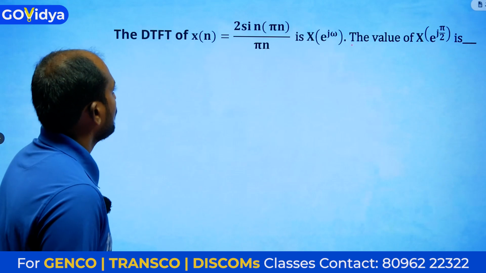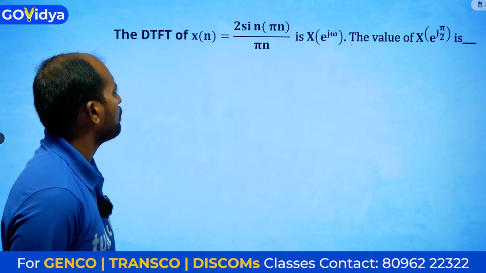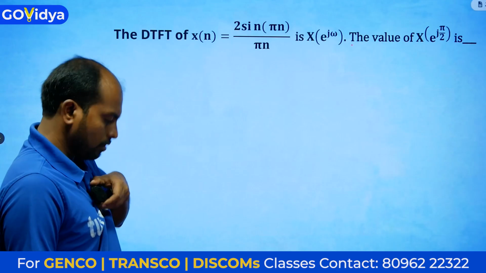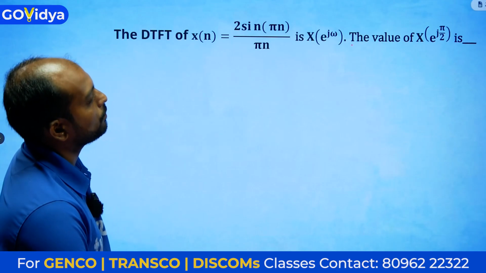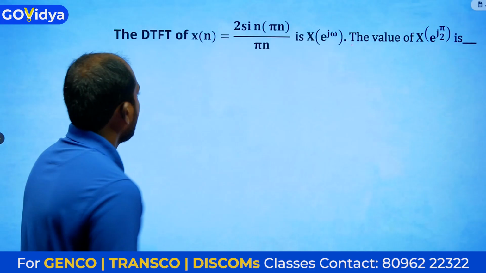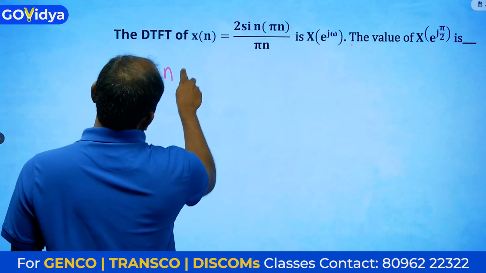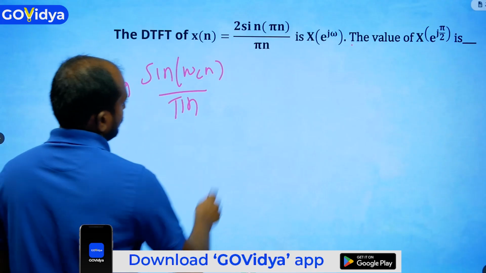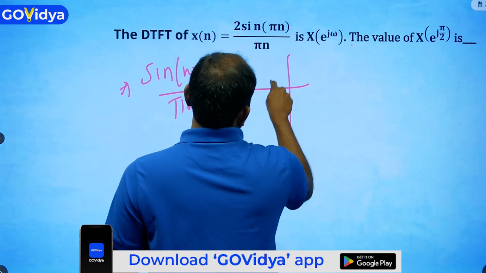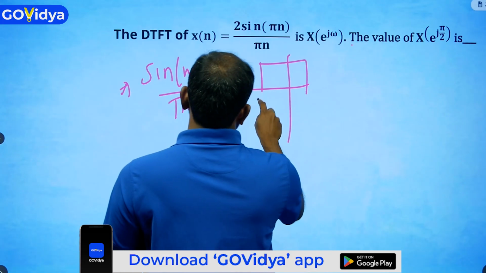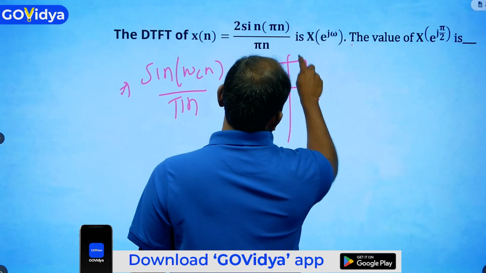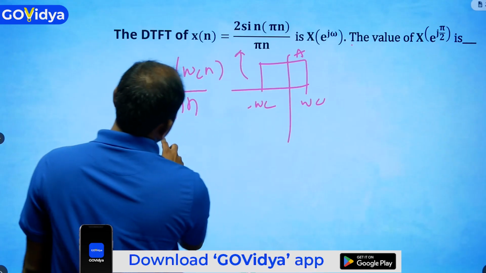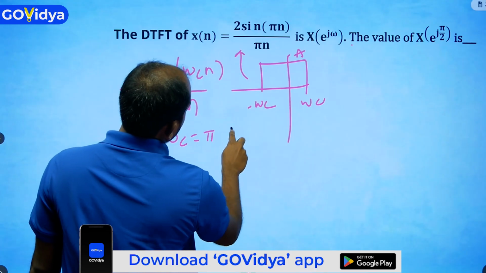The DTFT of x of n is equal to 2 sin pi n by pi n is X of e power j omega. Then the value of X of e power j pi by 2 is dash. We know that a sin(omega c n) by pi n is nothing but the Fourier transform, which is a rectangular pulse from minus omega c to plus omega c with the amplitude of a. If you compare these two equations, what is omega c? Omega c is nothing but pi and a is nothing but 2.